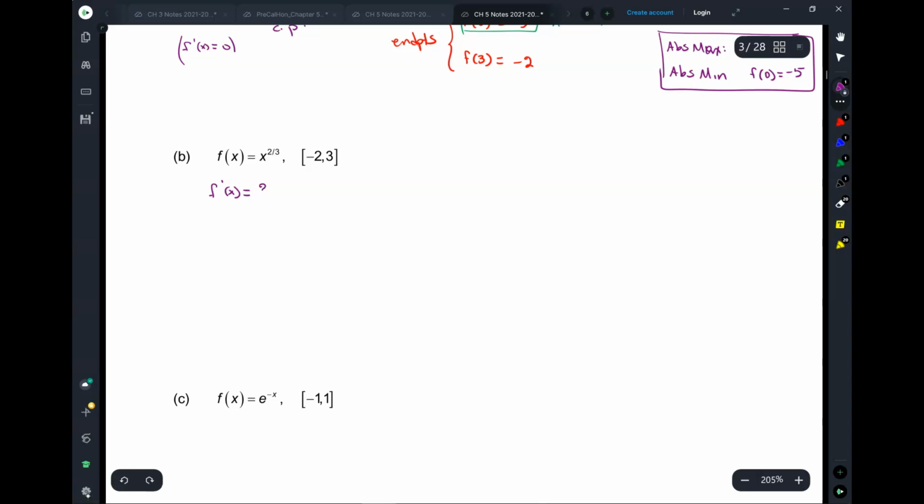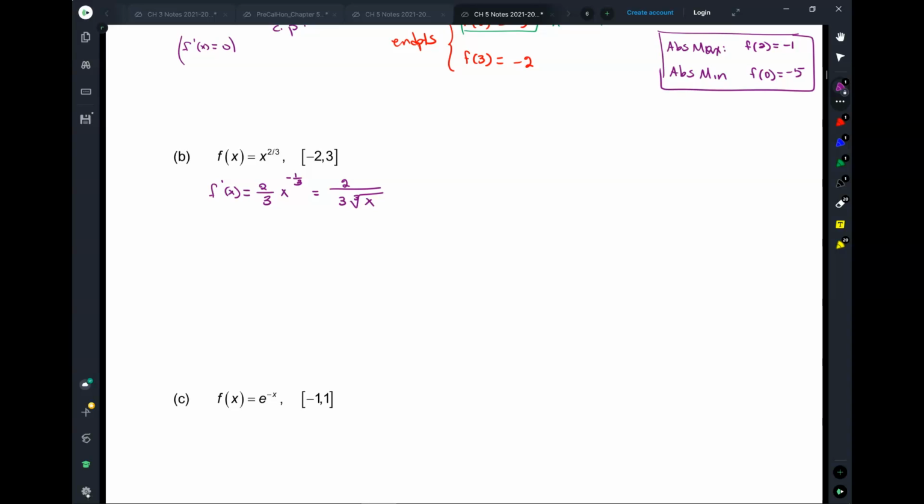The derivative equals 2/3 x to the -1/3, just like in chapter 4. For these things, I like to write them in root form. So this is going to be 2/3 cube root of x. The reason why I like to write it that way is because it's visually easier for me to see what's going on. So we need to find critical points.